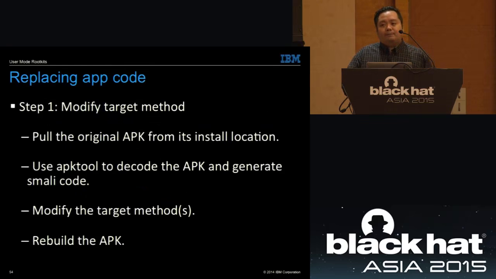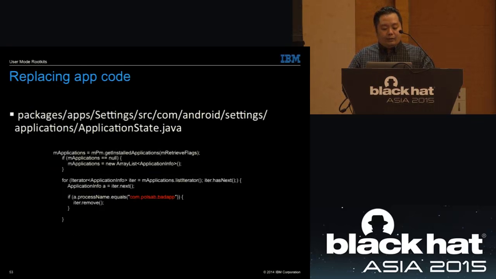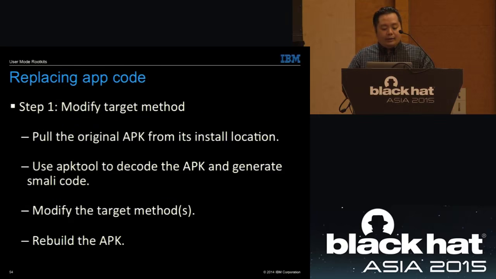Because to do this manually, the steps involved are almost similar to the ones in boot.auth when we generate the boot.auth, with a few differences. So we pull the original APK from the install location and use APK tool to decode the APK and generate smali code. Then we use the modified code here earlier and rebuild that APK.